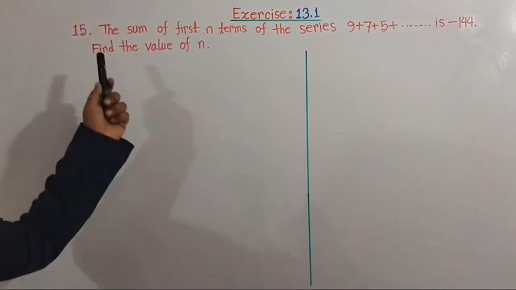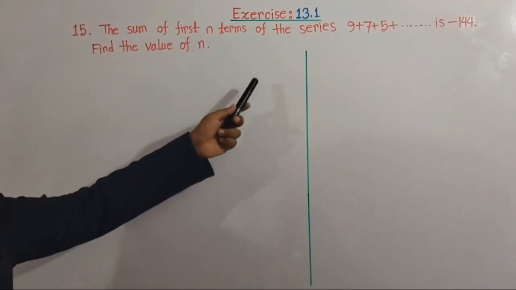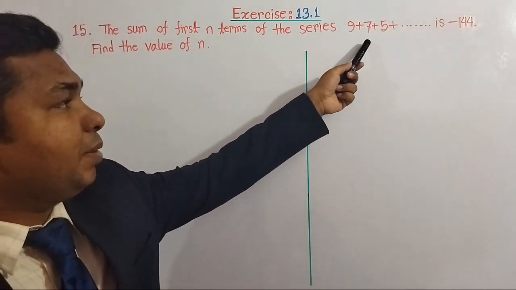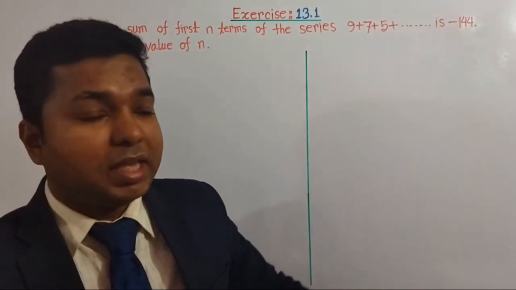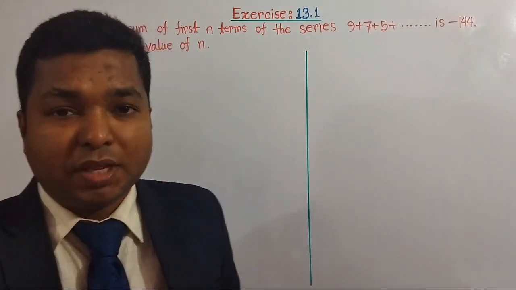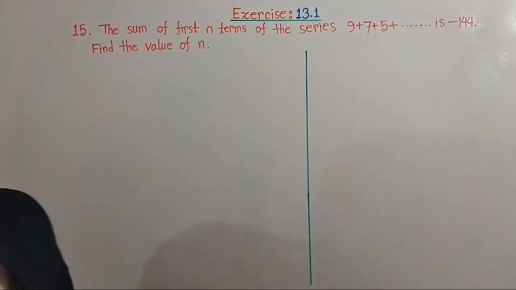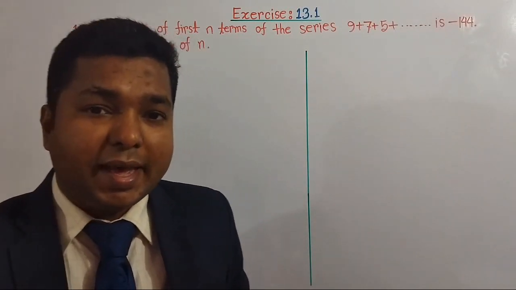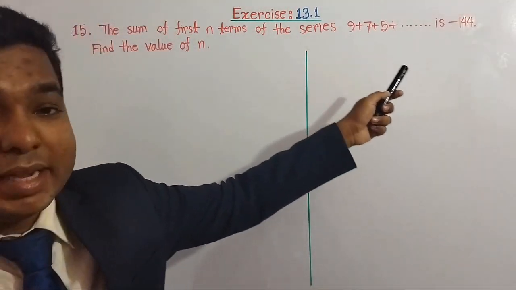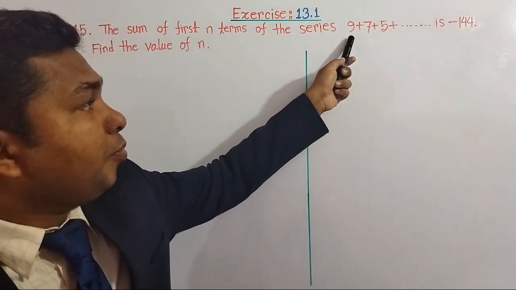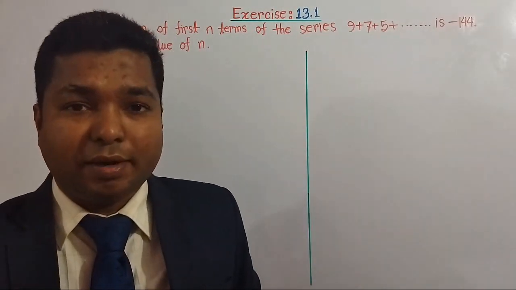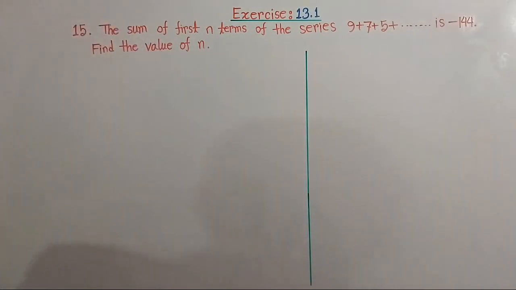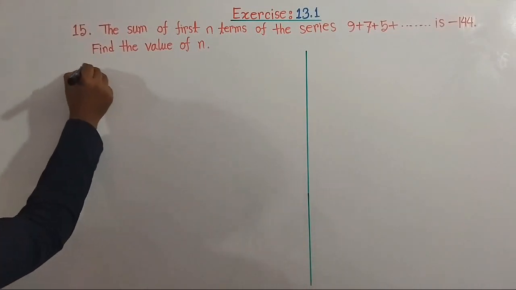Question number 15: the sum of first n terms of the series 9 plus 7 plus 5 plus dot dot is minus 144. Find the value of n. My dear students, here the given series is an arithmetic series since the common difference are equal. So at first we write the given arithmetic series.